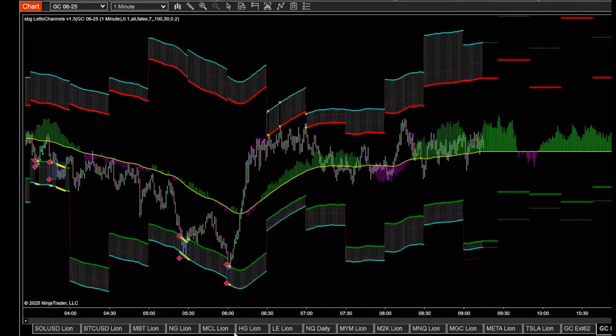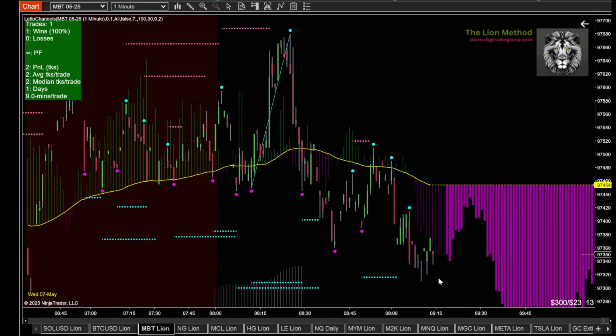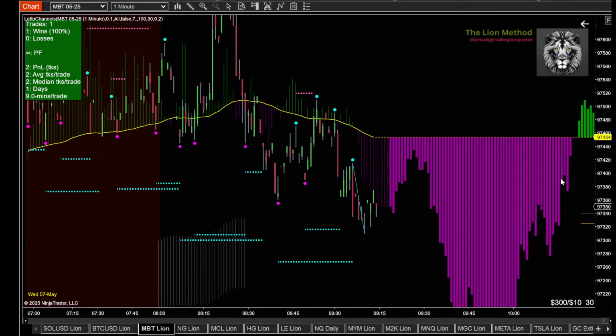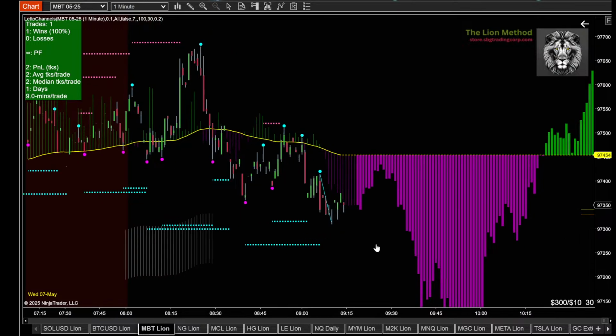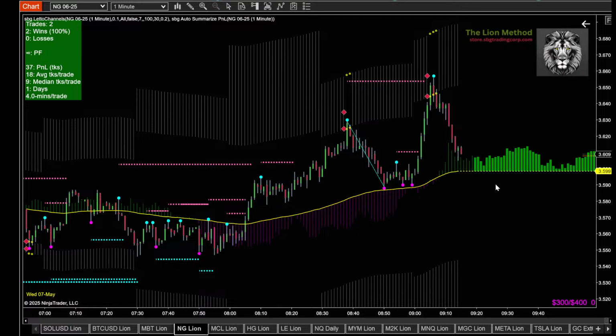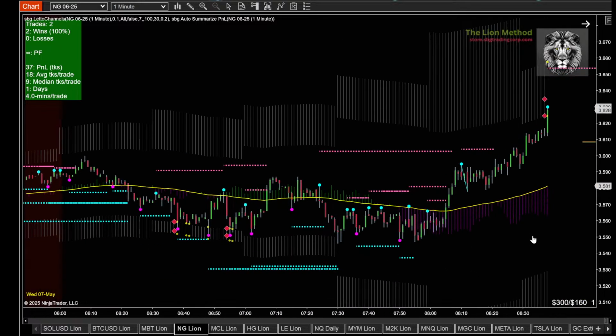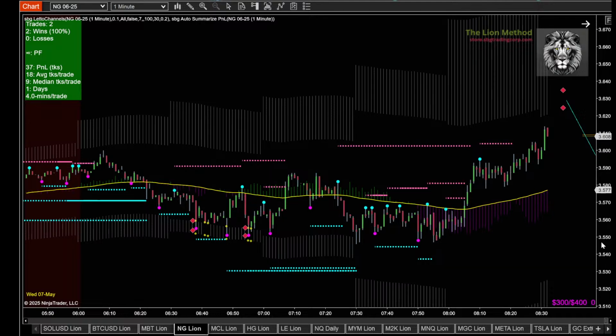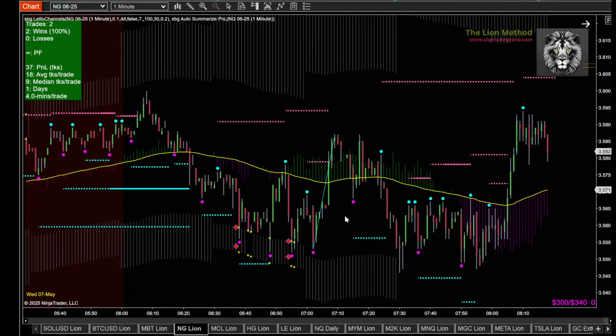So let's begin the hunt. We're going to start on the left side of my chart. We're going to look at micro Bitcoin here, see if there's anything going on. No, we're not overbought or oversold. Now, natural gas, we actually did hit overbought twice here earlier in the day, we did hit oversold, and this actually was a valid trade here.